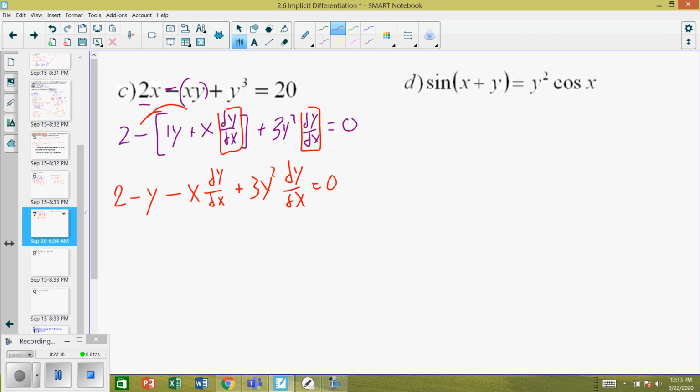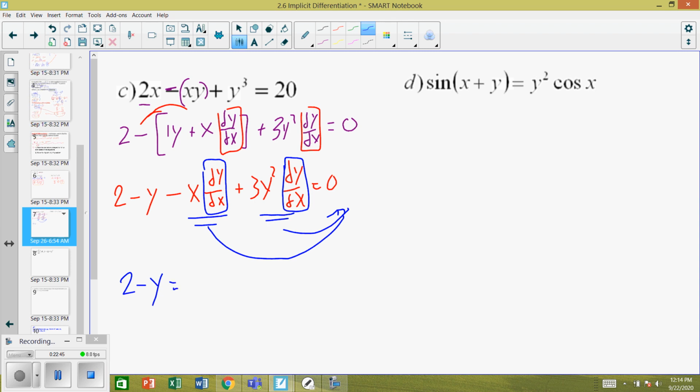Now, since we have more than one dy over dx, it's going to take one extra step to get dy over dx by itself. The first thing is to get these quantities to one side of the equation. So I'm going to move both of these, and it really doesn't matter which ones. I'll move both of them over here, as long as they're on one side. So I'm left with 2 minus y equals positive x dy over dx and negative 3y squared dy over dx.